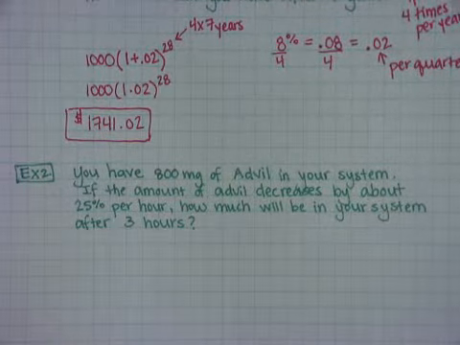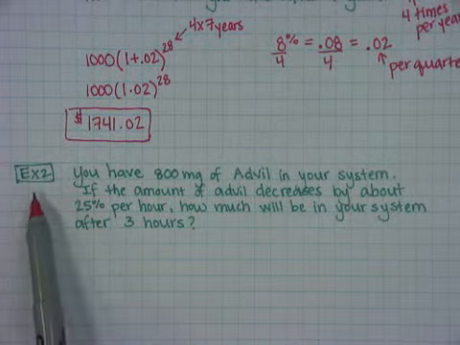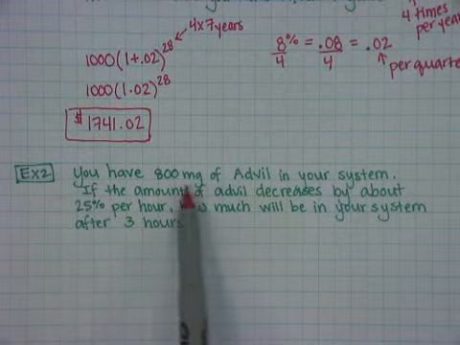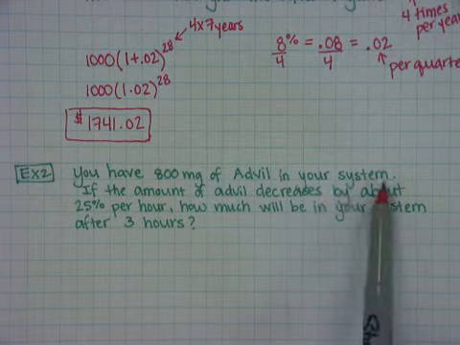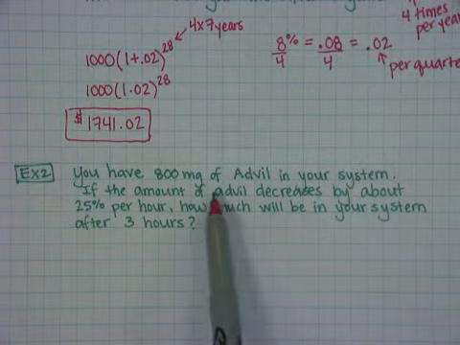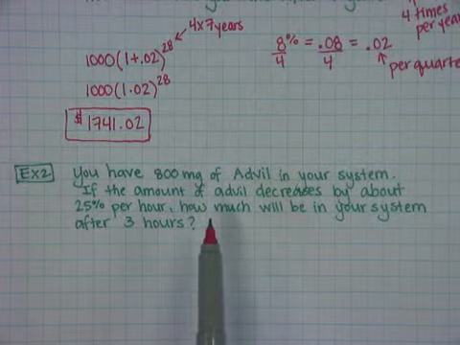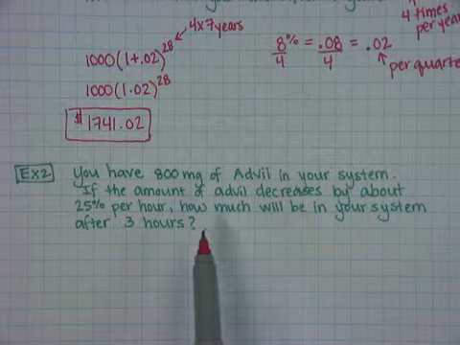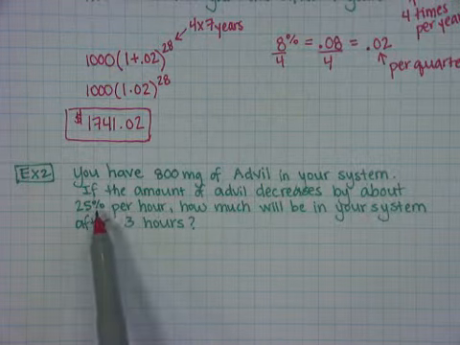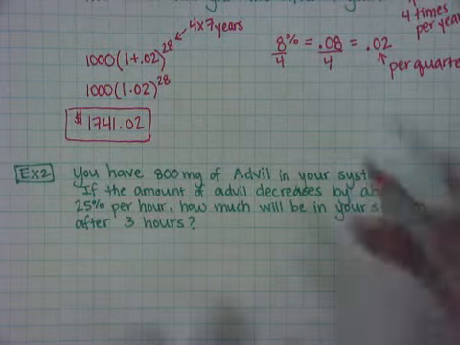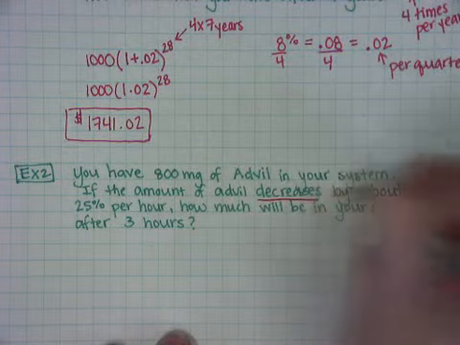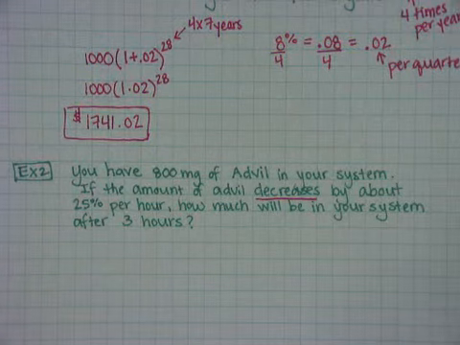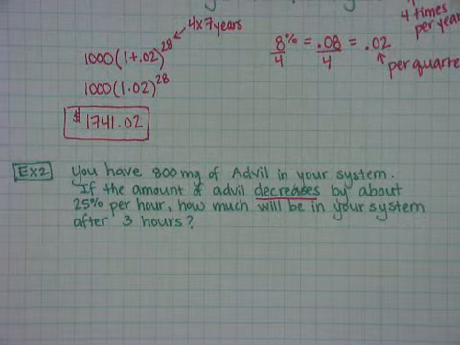So then, just one more example. That's all we're doing, and it'll go quick. So we've got example 2. I mean, it's a lot of writing, but the math itself will go short. Okay. So you have 800 milligrams of Advil in your system. I think 1,000 milligrams is 2 extra strength tablets, so 800 isn't that much. If the amount of Advil decreases by about 25% per hour, how much will be in your system after 3 hours?